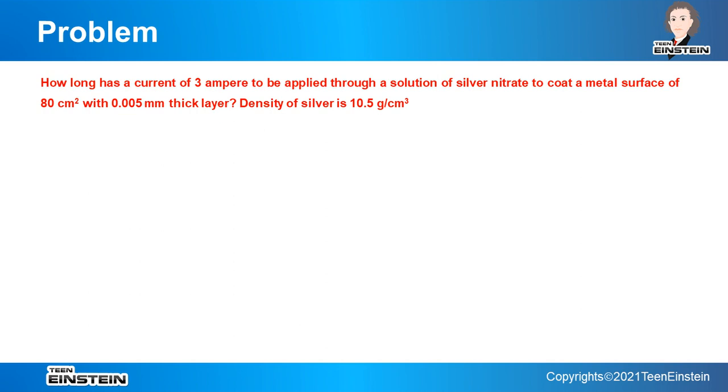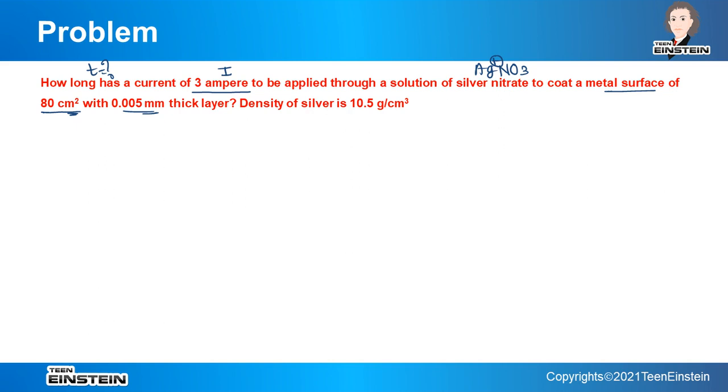How long a current of 3 ampere, current amount given, which is I. How long means time we have to find. How long has a current of 3 ampere to be applied through a solution of silver nitrate so that we can get a coating of silver on a metal surface? Silver is in plus oxidation state, but when it is metallic silver, it is 0, that means it is reduction. To coat a metal surface of 80 centimeter square, that is the area, and thickness is 0.005 millimeter. This is in centimeter, this is in millimeter. Be careful about the units.